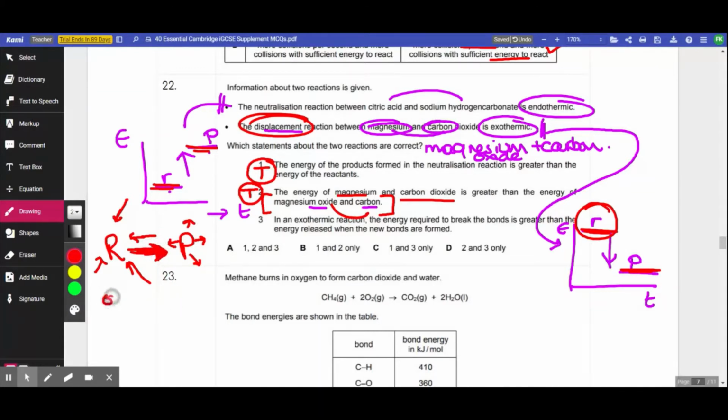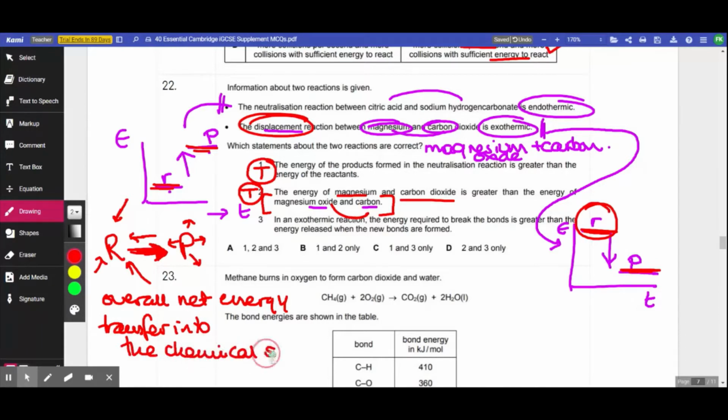So overall, net energy transfer inwards into the chemical system. Okay, so overall you would have a net energy transfer into the chemical system, and that would mean that everything would cool down in the surroundings because it's actually transferring energy in. So that's not what actually happens in an exothermic reaction. That's actually what happens in an endothermic reaction.